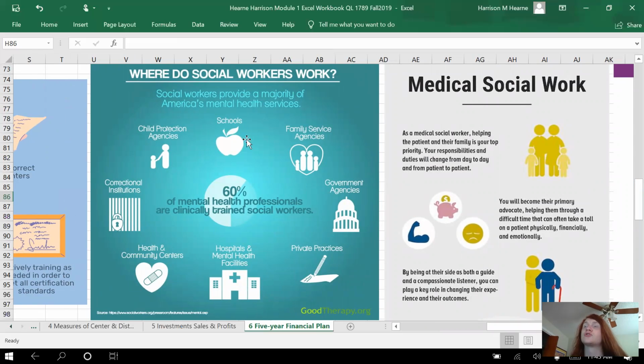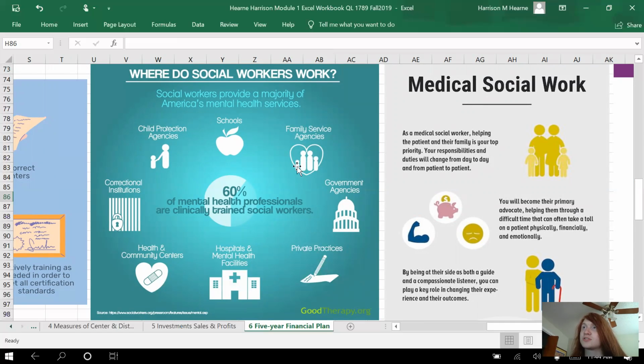They oftentimes work in schools. They might be counselors at a school. Like I mentioned, they work in child protection agencies. They oftentimes work in correctional institutions for mental rehabilitation. They work in health and community centers for outreach. They also often work in hospitals and mental health facilities like rehab clinics. They can have their own private practices that would more often be counseling practices in nature.